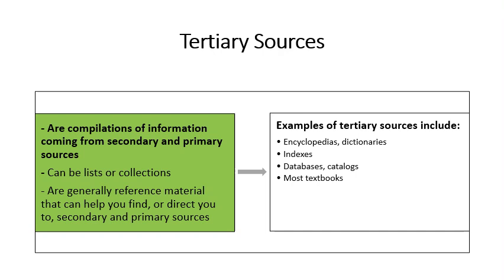Then you have tertiary sources, which are a compilation of information that comes from secondary and primary sources. And these could be collections or lists, and they're generally reference material that you can access to help you find information or direct you to other types of sources. So this would be like databases, catalogs, encyclopedias.